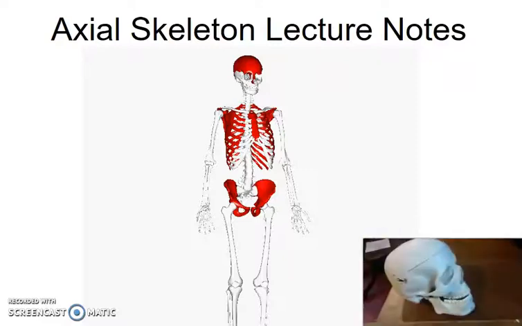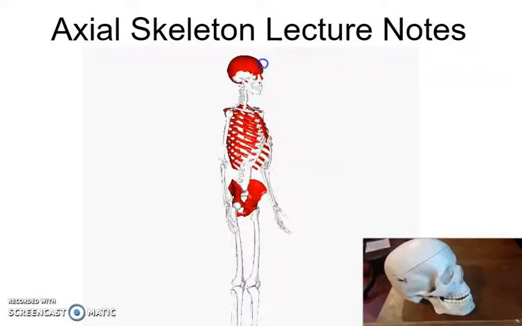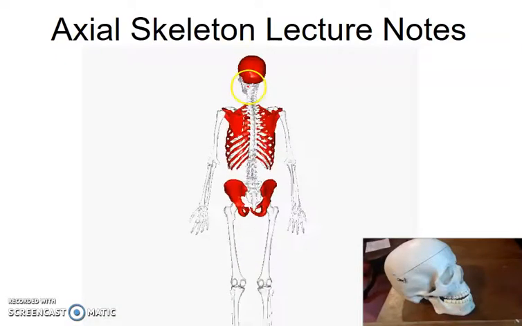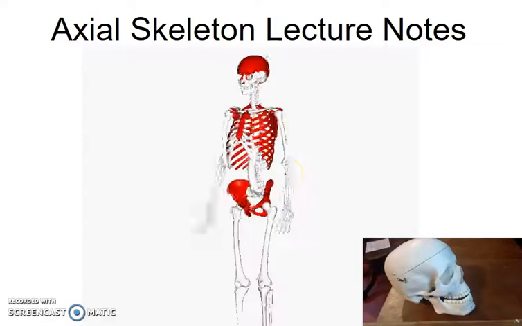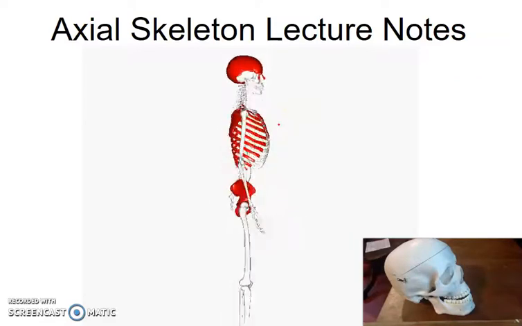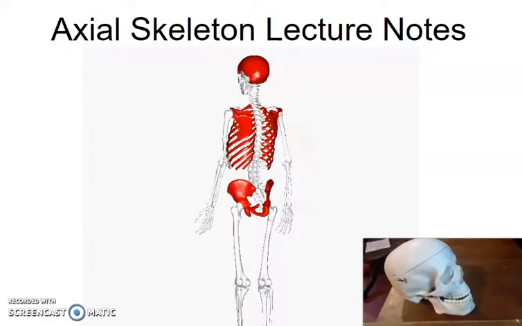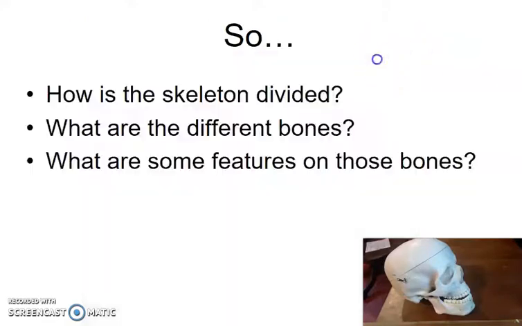This video is on the axial skeleton, which is composed of some of these bones in red, such as the skull, the vertebral column, which they've not put in red, the rib cage, which they did put in red, and the sternum. So, before we begin, how is the skeleton divided? How would you divide the skeleton?